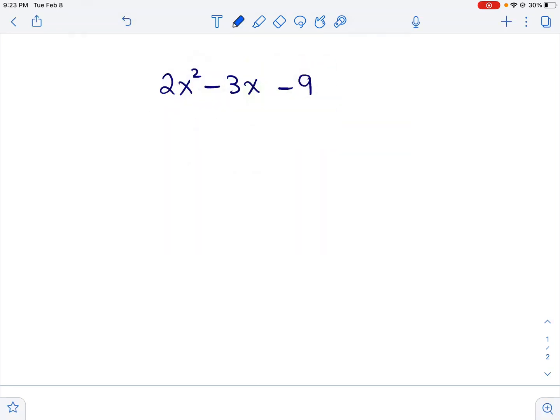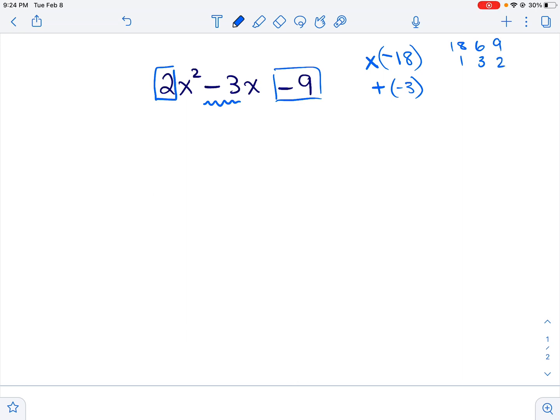So step 1, I'm going to multiply my 2 and my negative 9 together, and I'll get negative 18. So I'm looking for 2 numbers that multiply to negative 18, and then I need those numbers to add to negative 3. Just pop those in brackets. Okay, so I'm going to list everything that multiplies. I'm just going to do 18 for now. So 18 times 1, 6 times 3, 9 times 2.